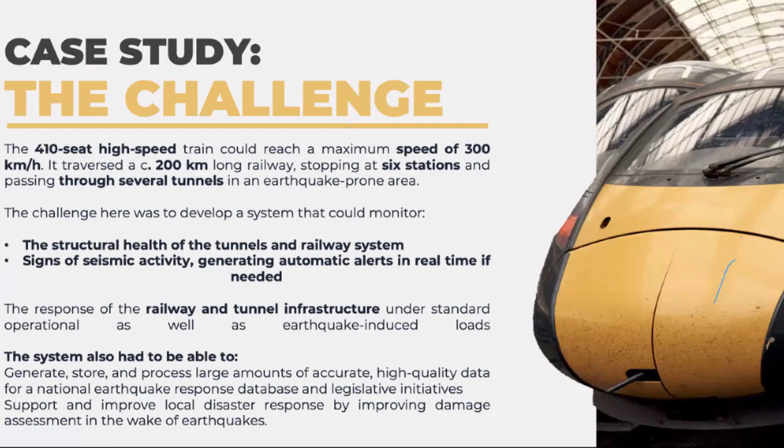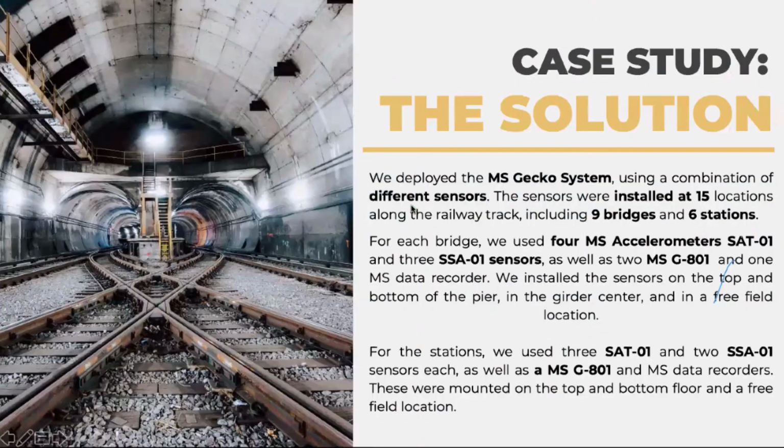Just to quickly cover, the speed of the train is 300 kilometers per hour, and the challenge was that the structural health of the tunnels and railway system needs to be monitored. Sensing the seismic activity and generating automatic alerts in real time is required for this project. So this all was achieved by implementation of the fiber optics technology. Let's go to the next slide, I think that will show the results.